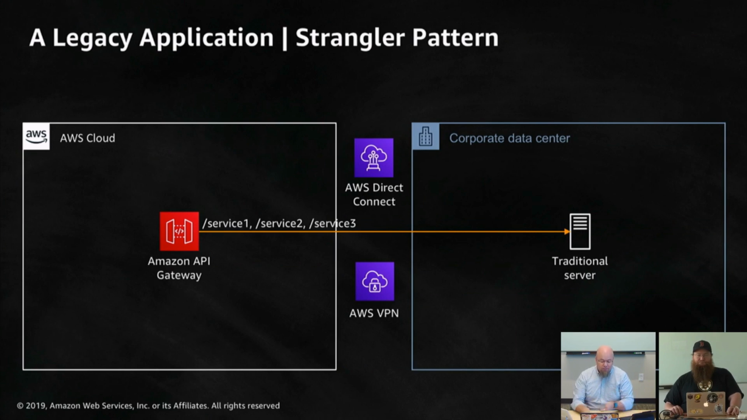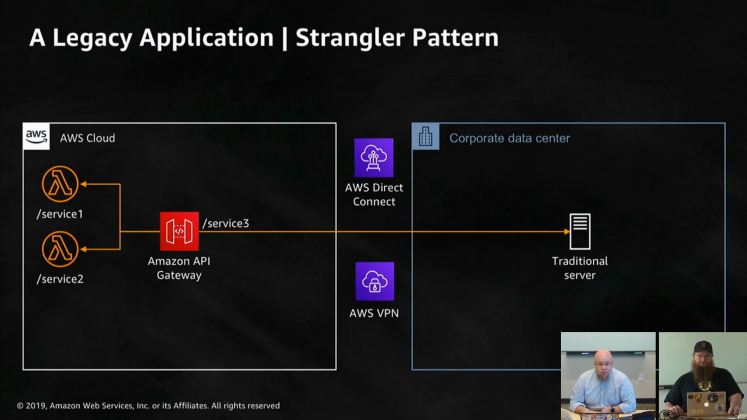And so what you would be able to do is, let's say you have these three services pointed at your traditional server, you could then start breaking them out on their own. So for instance, service one, you've pulled that out, you've replicated it in a Lambda, and then unbeknownst to your users, you can have that point at a Lambda. Then you can work on service 2, where it's no longer pointing to the traditional server.